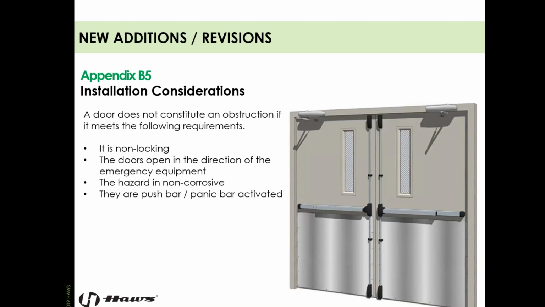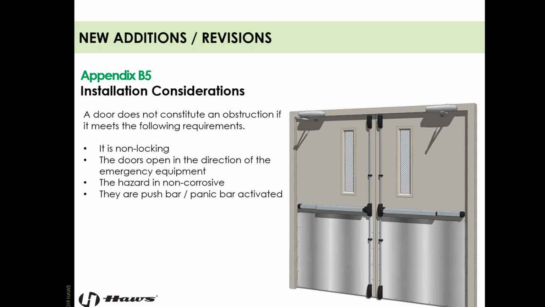Also in Appendix B5, a door does not constitute an obstruction if it meets the following requirements. Otherwise, you cannot have a door in place. The door has to be non-locking. The doors have to open in the direction of the emergency equipment. The hazard has to be non-corrosive, and they have to be push bar or panic bar operated, right?